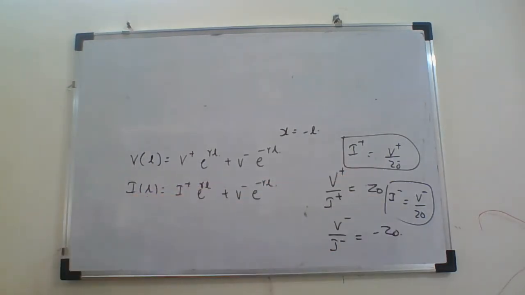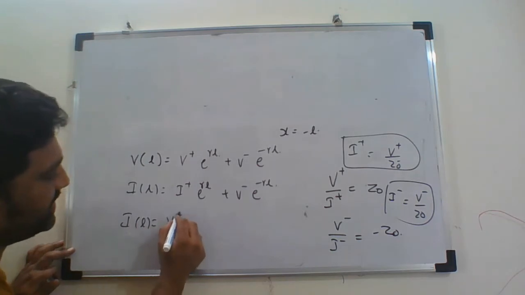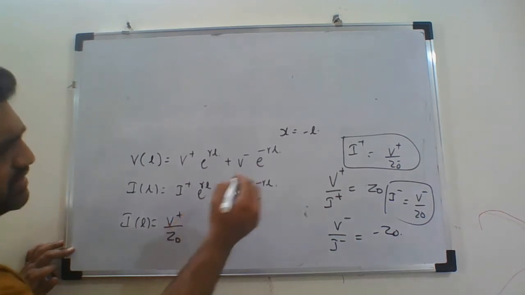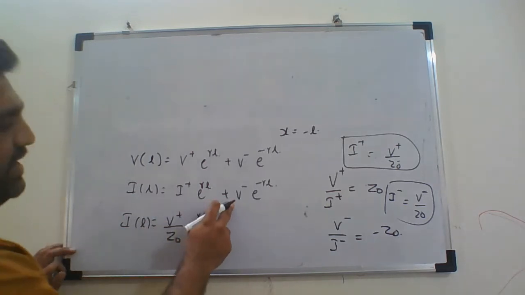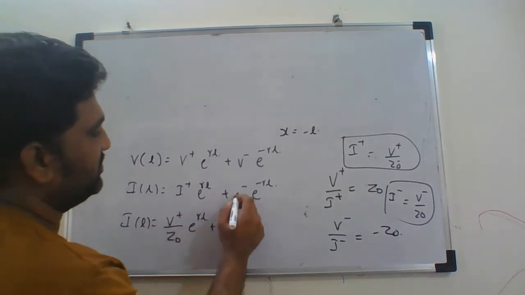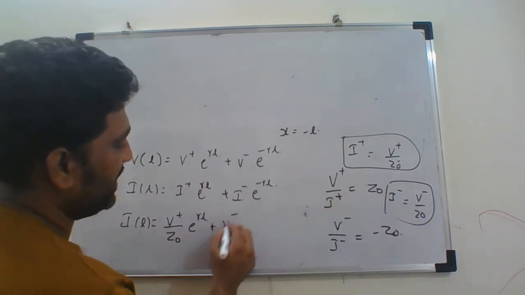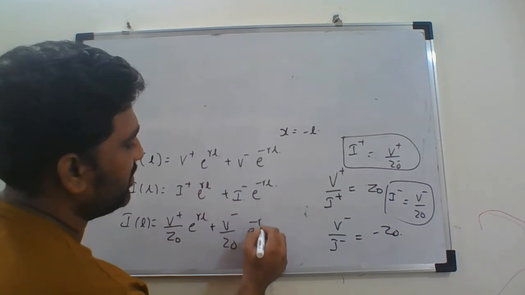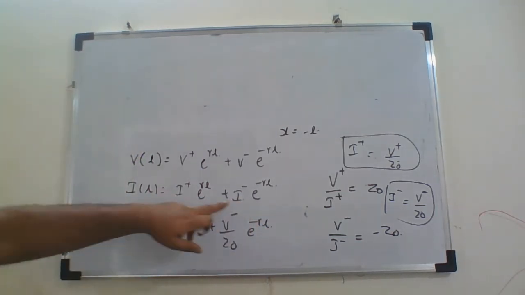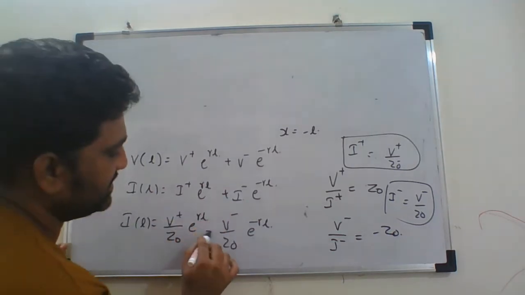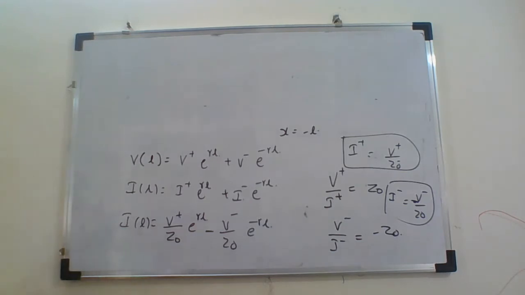Therefore, I of l is equal to I plus, which can be replaced as V plus by Z naught, into e power gamma l, and I minus is equal to V minus by Z naught into e power minus gamma l. So I'm replacing I plus as V plus by Z naught and I minus as minus V minus by Z naught, since there is a minus sign here.